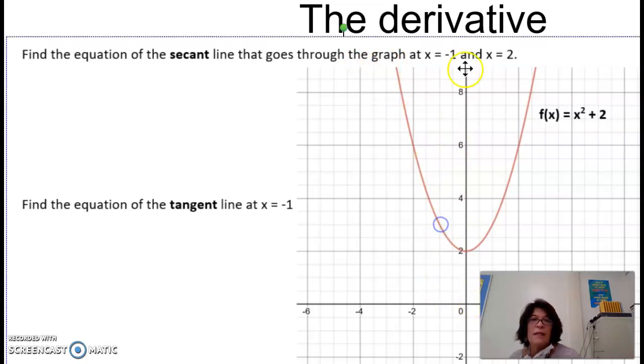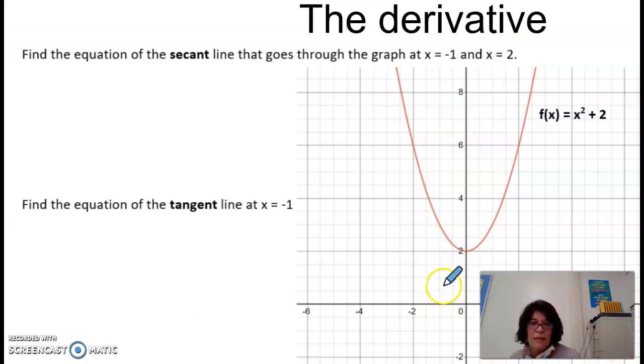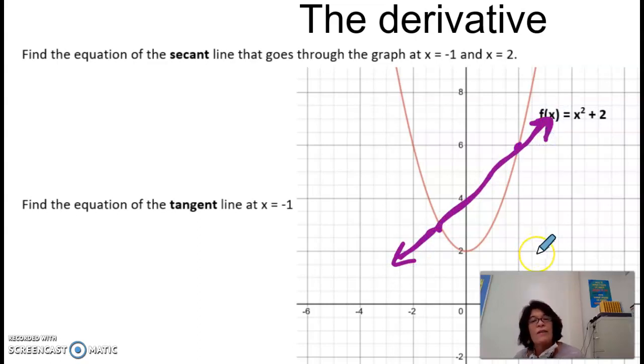So that would be right here at (-1, 3). Makes sense, right? When I put -1 in here, -1 squared is 1, plus 2 is 3. And 2, 6, because 2 squared is 4 plus 2 is 6. Okay, I'm just going to draw a very straight line. Okay, that's perfectly straight.